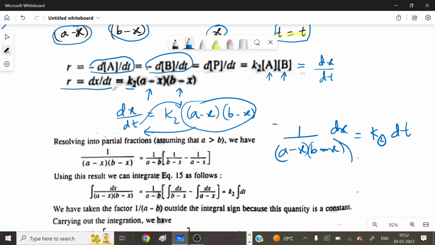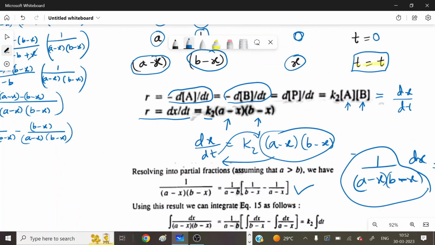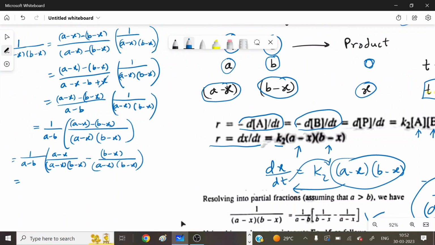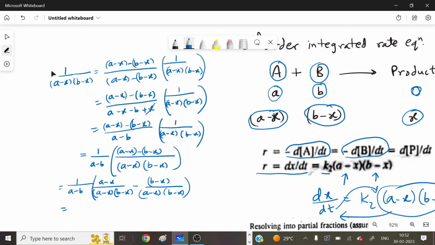Now you can resolve this into this. Just for your information, I can show you 1 upon (a minus x)(b minus x) is equal to 1 upon (a minus x)(b minus x). You have to multiply numerator and denominator by the same term, (a minus x) minus (b minus x). Now you have to open up the bracket of the denominator. You will get a minus x minus b plus x. So here plus x minus x get cancelled, and you will get this term.